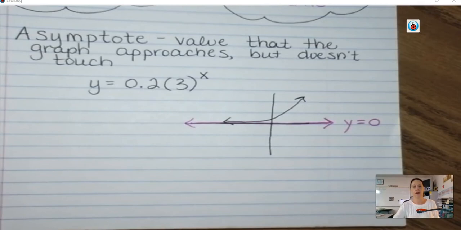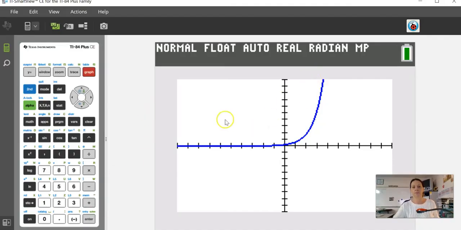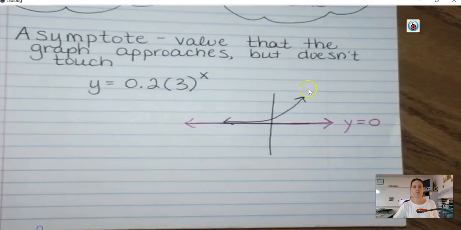If you look at the graph, it always gets really close to 0. It never actually touches 0. Okay, we're going to pause there. We'll keep working on this tomorrow, though.